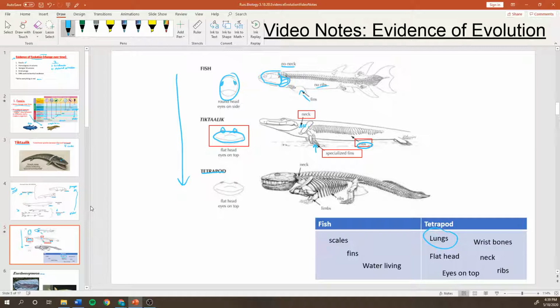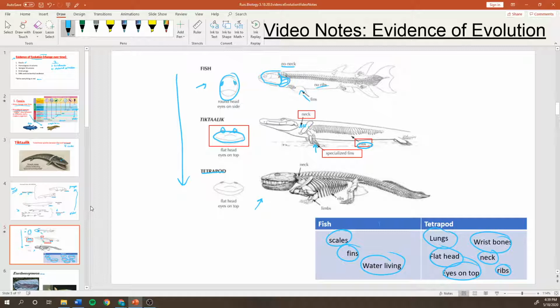So this guy though, he has both aspects of the tetrapod and aspects of the fish, right? He has scales, fins, he lives in the water, but he also has lungs, wrist bones, neck, ribs, eyes on top, flat head. So characteristics are somewhere in between a fish and a tetrapod.